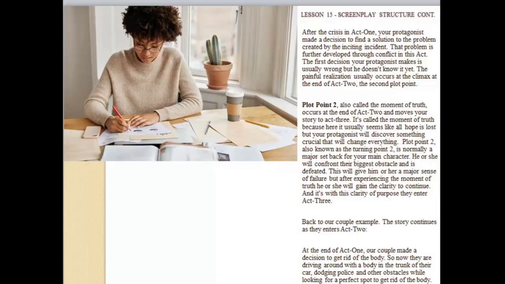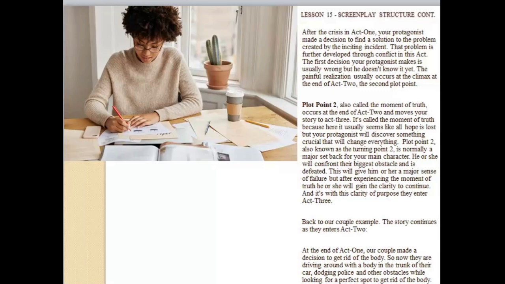Plot point 2, also called the moment of truth, occurs at the end of Act 2 and moves your story to Act 3. It's called the moment of truth because here it usually seems like all hope is lost, but your protagonist will discover something crucial that will change everything.